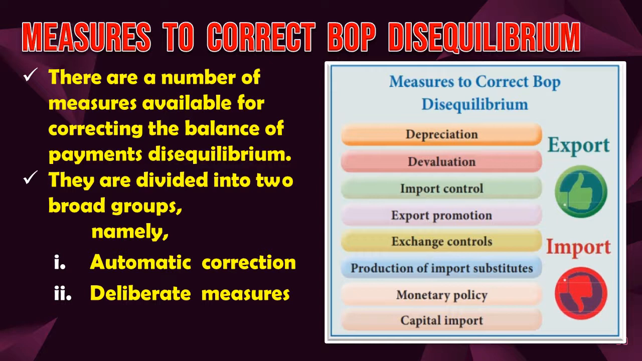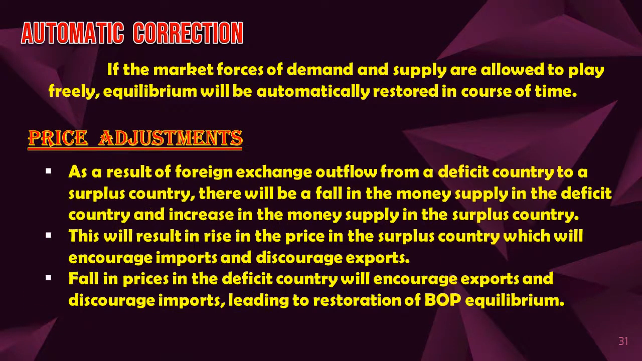So there are a number of measures available for correcting the balance of payment disequilibrium. They are broadly divided into two groups: automatic correction and deliberate measures. First is automatic correction. If the market forces of demand and supply are allowed to play freely, equilibrium will be automatically restored in course of time.